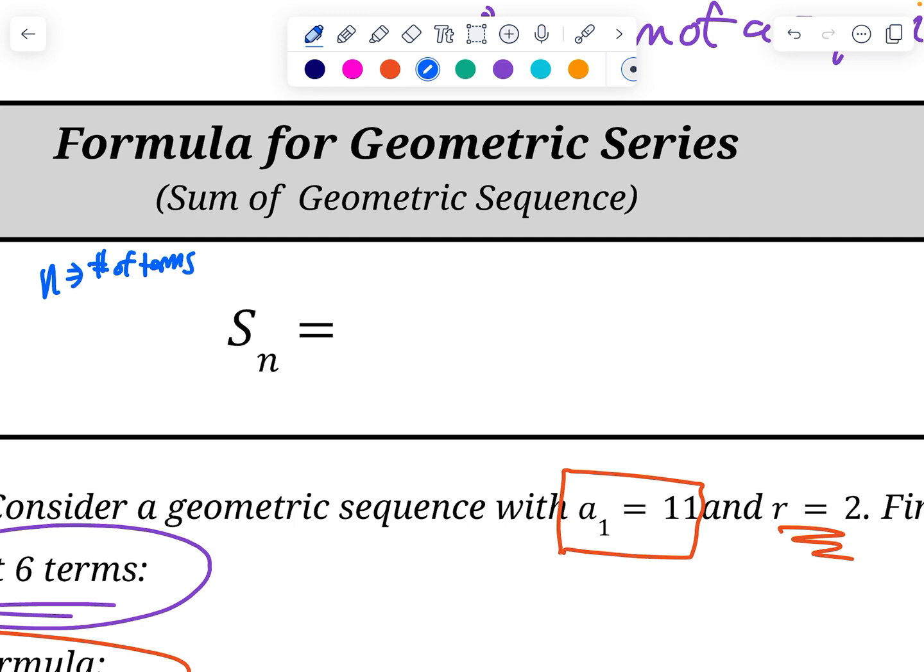Second, you have to tell them about the pattern. If it's a geometric pattern, what you probably need to tell them is the first term, and then you also need to tell them the common ratio. In other words, what do you multiply by to get the rest of the terms? That's your common ratio. If you know the number of terms you want to add up, you know the first term, and you know the common ratio, so you know how to get from one term to the next term, you can figure out the sum of a geometric series. Here's the formula.